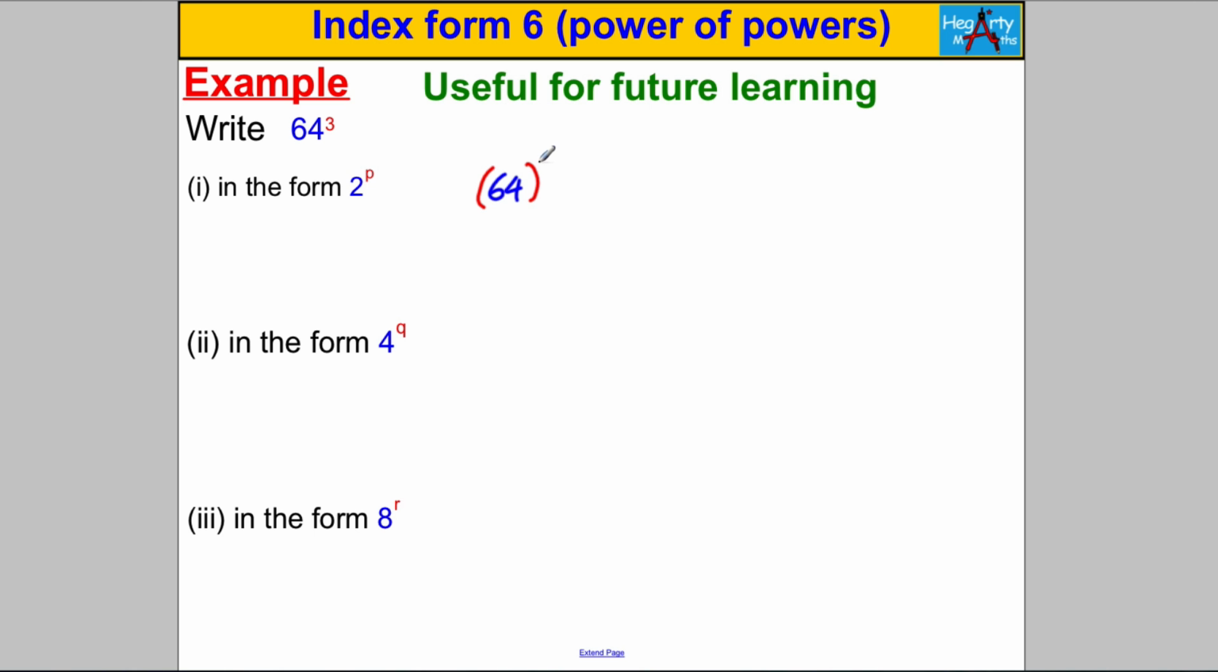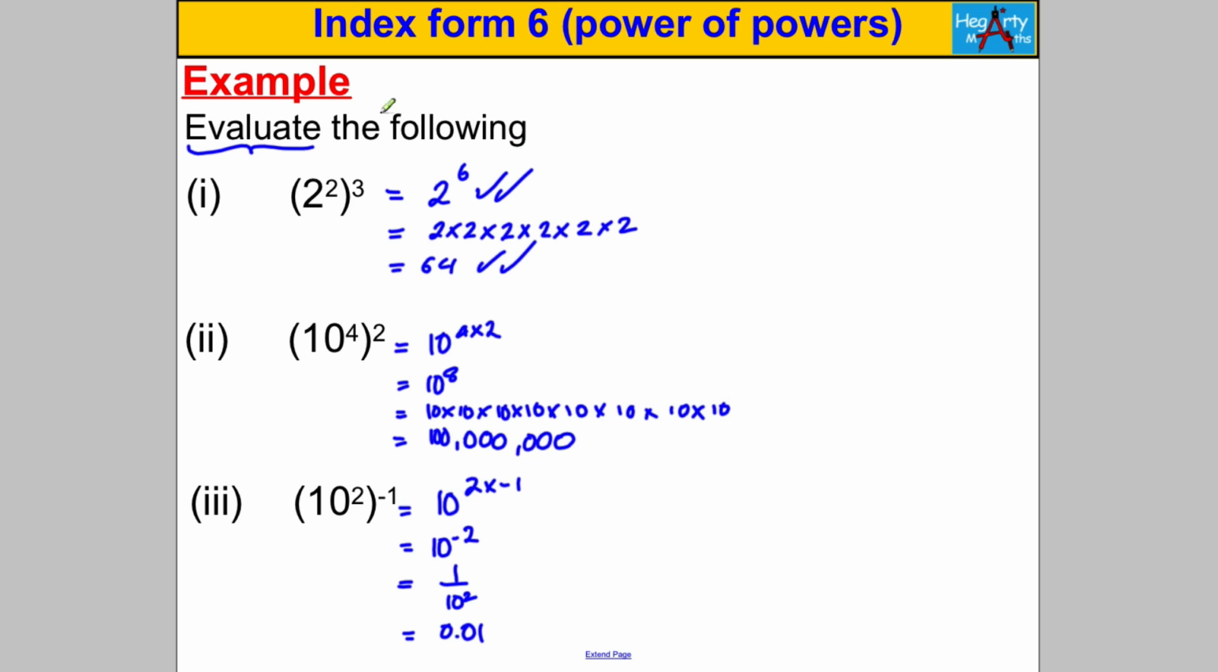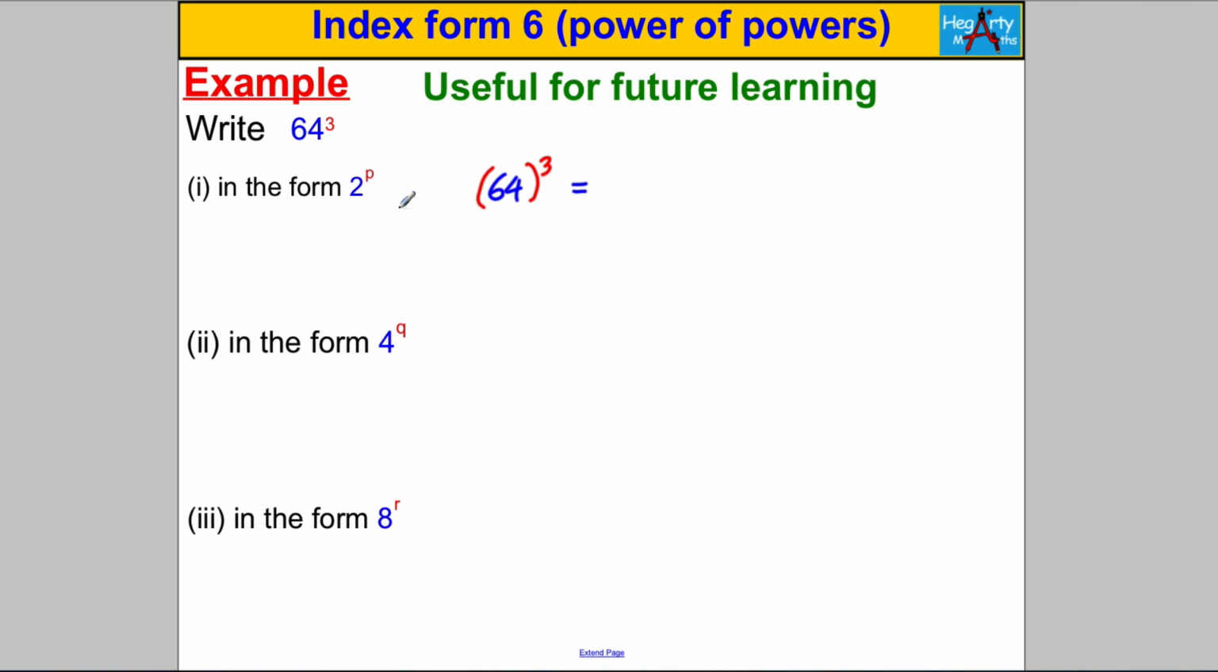Now, how can I write 64 as a power of 2? Well, if you look back previously, we've actually done this here. Can you see that 2 to the power of 6 was the same thing as 64? Because 2 times 2 times 2 times 2 times 2 times 2 is 64. So instead of writing 64 there, I could write 2 to the power of 6. And I could say all of that is cubed. And I know the power of the power rule. The power of the power rule says that I can multiply these, so that's 2 to the 18. So how cool is that? 64 to the power of 3 is the same as 2 to the power of 18. And this skill is going to be crucial in future.